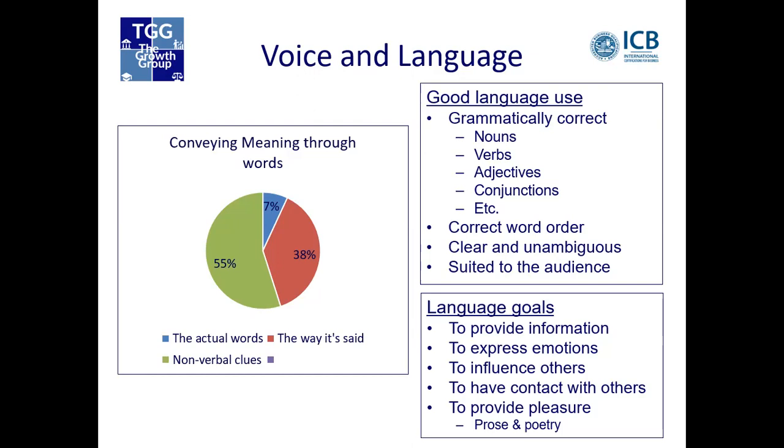Why do we use language? Well, we use it to provide information, to express emotion, to influence others. Think of politicians. That's why they use language, really to influence us, to get us to vote for them, to have contact with others. That is very important. It has been said that people who are deaf find it very difficult to build relationships because they can't speak.